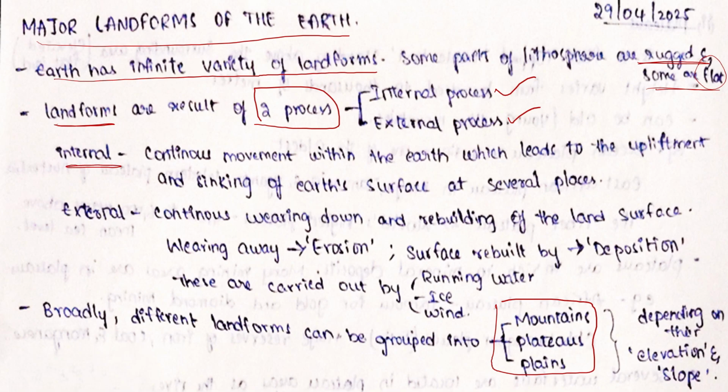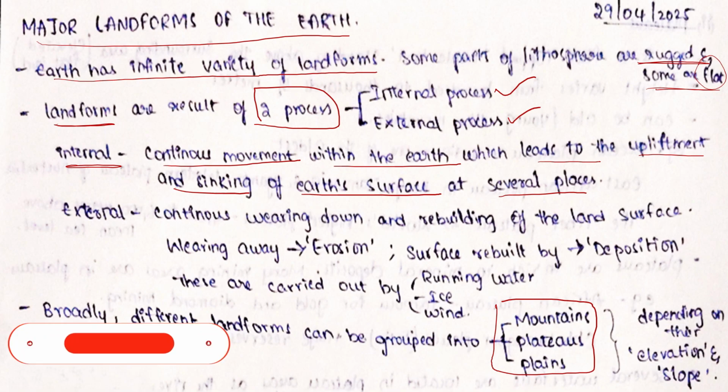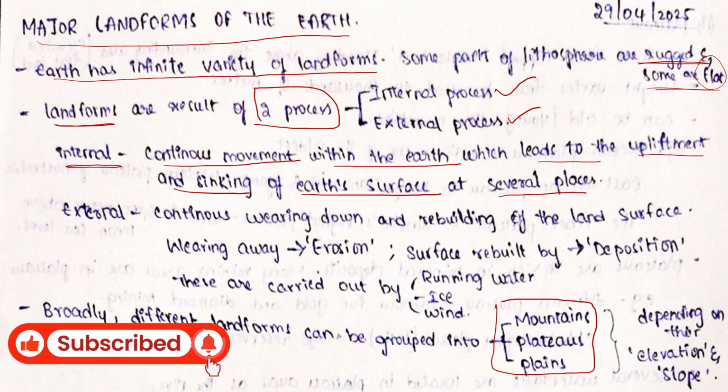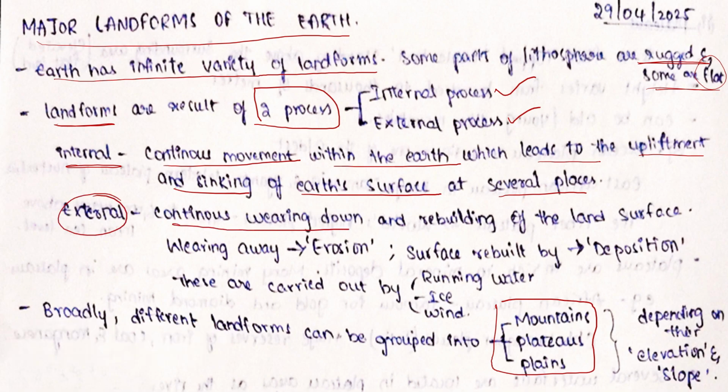Internal process is nothing but the continuous movement within the Earth which leads to the upliftment and sinking of the Earth's surface at several places, which means these movements happen inside the Earth continuously, and these movements cause the land to rise in some places and sink in other places. External processes are continuous wearing down and rebuilding of the land surface. Wearing away means erosion and surface rebuilt by deposition.